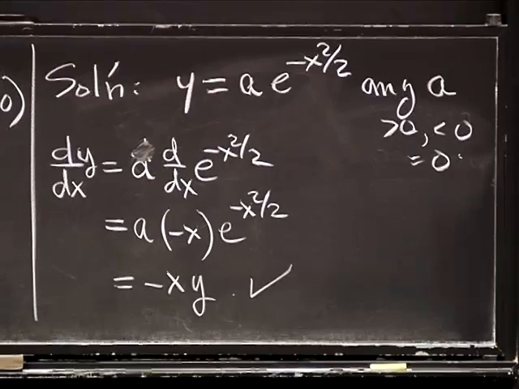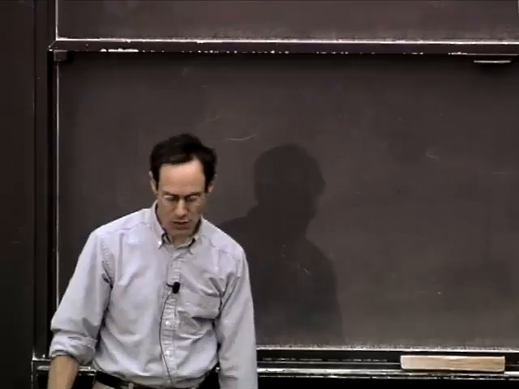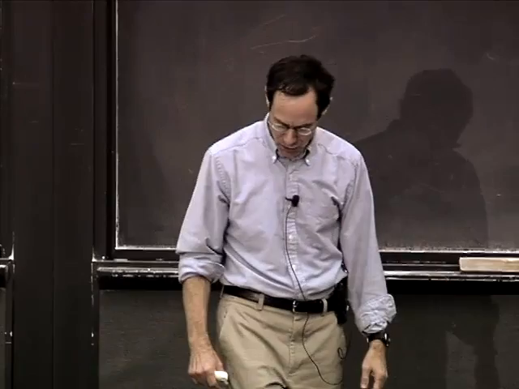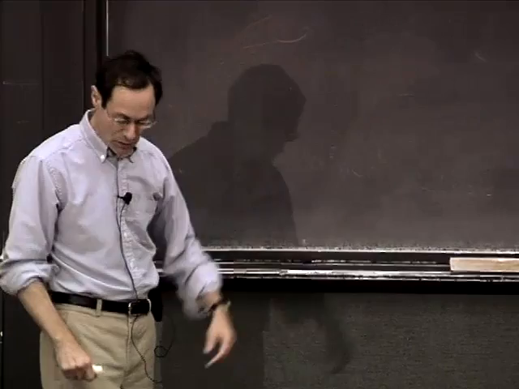Now, this function is known as the normal distribution, so it fits beautifully with a lot of probability and the probabilistic interpretation of quantum mechanics. This is sort of where the particle is. All right.